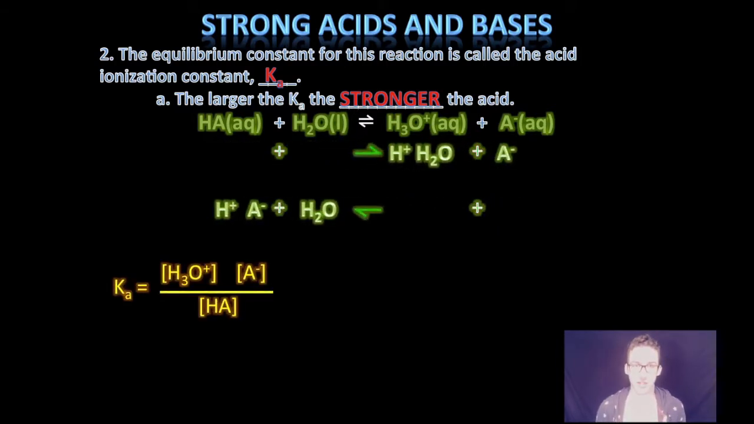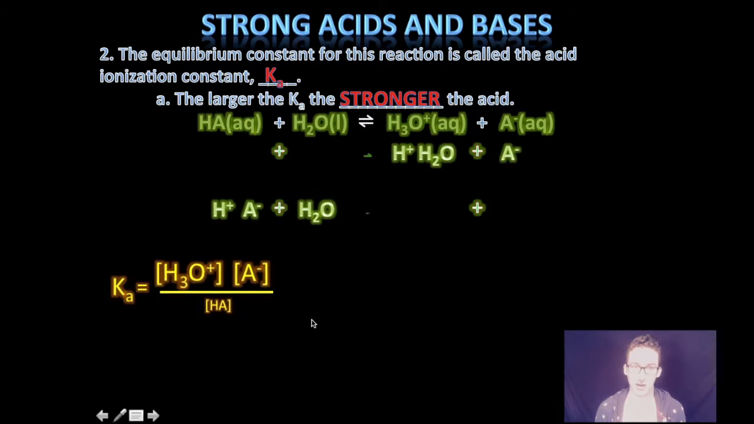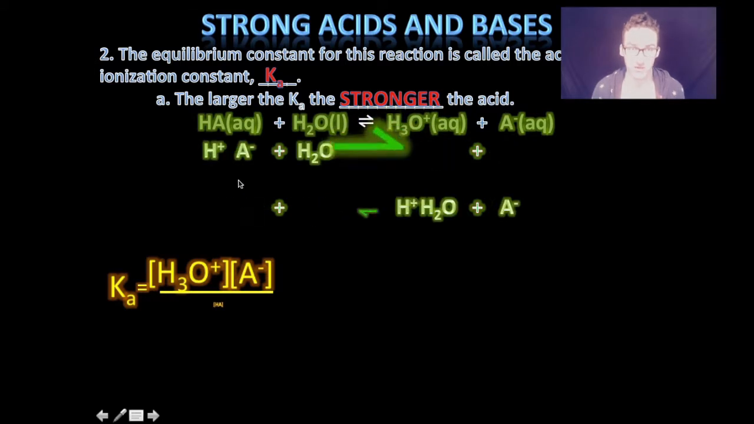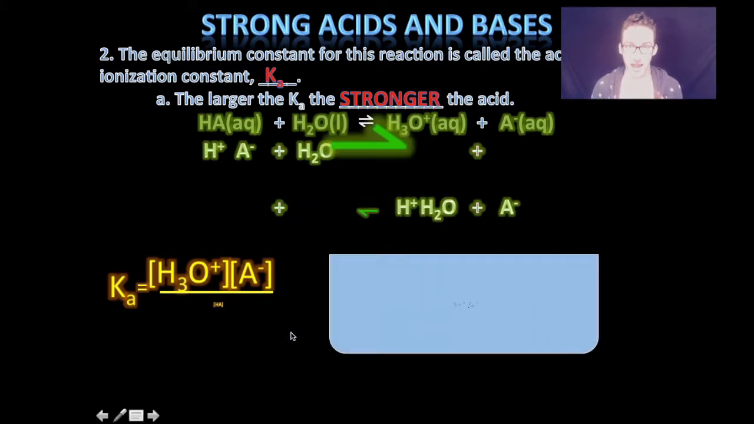Remember, it's the ratio of the concentration of the products to the concentration of your reactants. And if we're talking about a strong acid, we're talking about the forward direction being heavily favored. In other words, what's going to happen in this reaction is the acid molecules are going to completely ionize into the hydronium ion and that anion from the original acid molecule. There's going to be very little of the original acid molecule present at equilibrium.